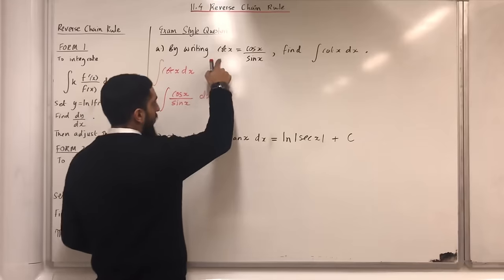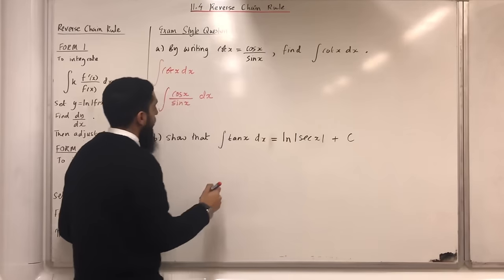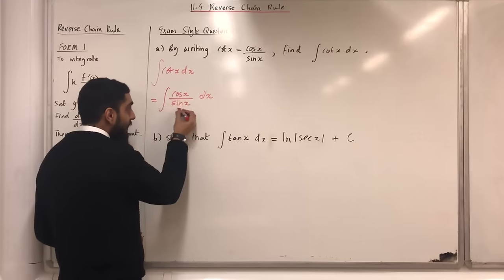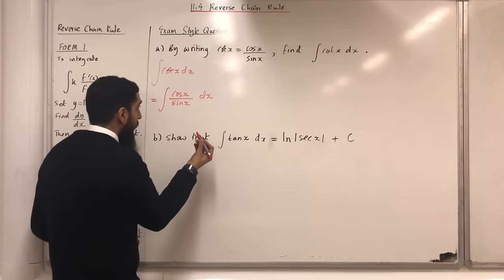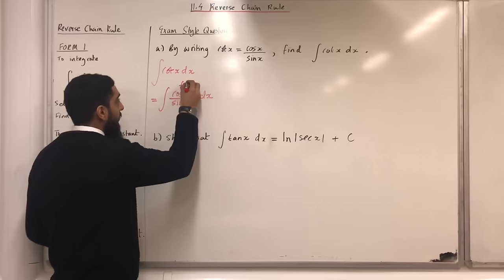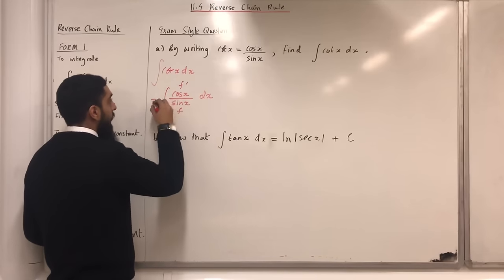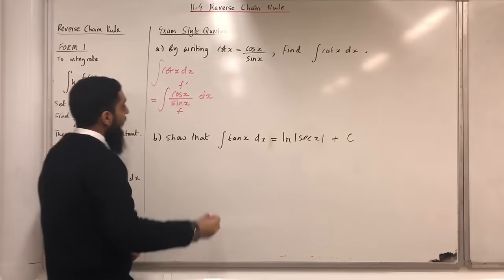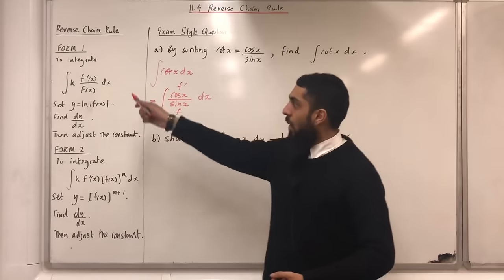Okay, we know that cot x is equal cos x over sine x. Now, if I look at this particular fraction, the denominator sine x differentiates to cos x. We have cos x in the numerator, hence this particular fraction is of the form f dash over f. Therefore, we can actually integrate this using the reverse chain rule. And in particular, we are using form 1.